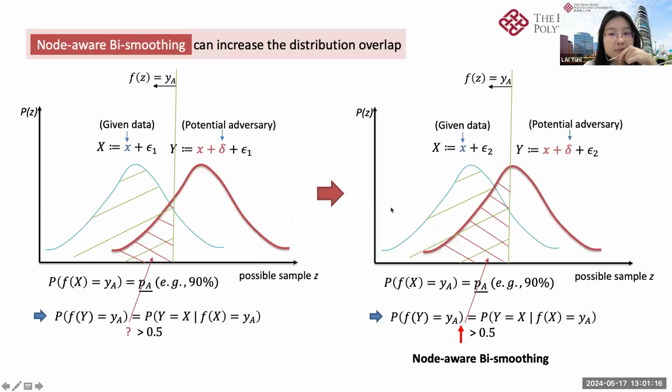It means that our node-aware bismoothing can significantly increase the distribution overlap. The shadow in red is important for the certification. A larger overlap will lead to a larger certifiable radius.